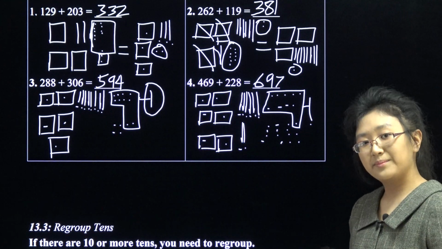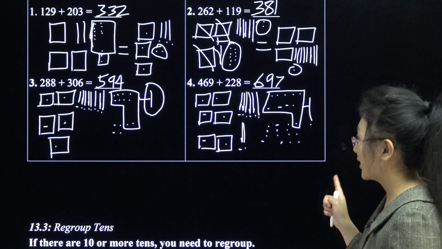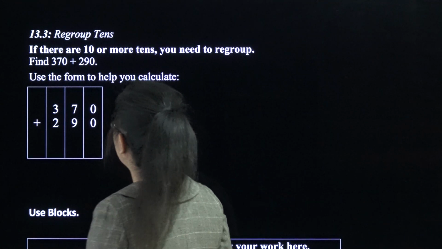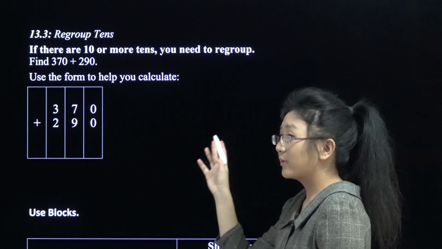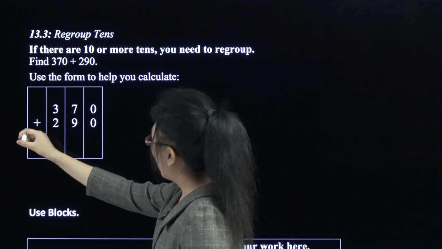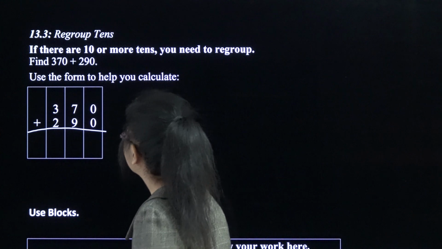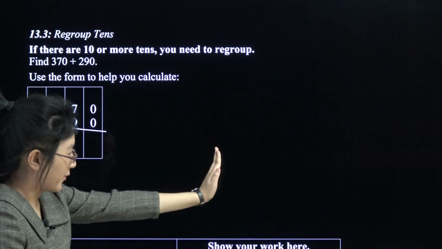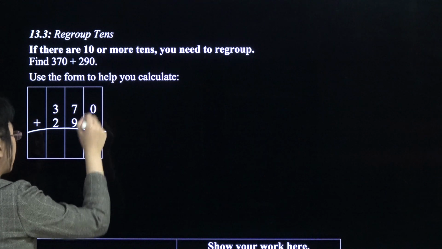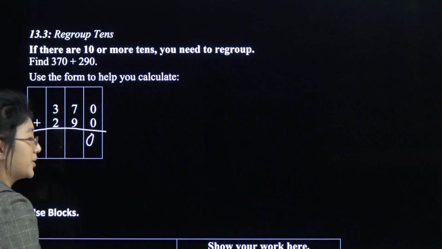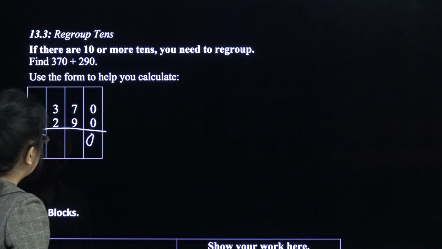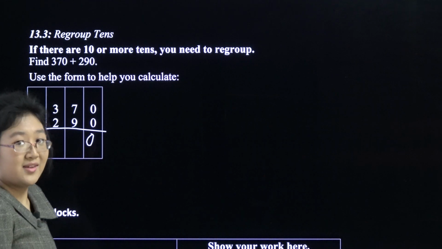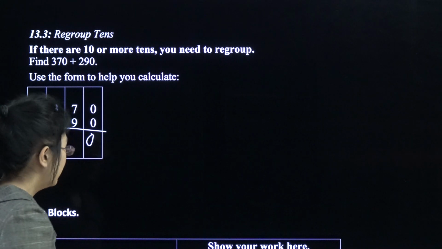So since we're done regrouping the ones, let's regroup the tens. And no, this time we're not going to use this many blocks. We're going to use the form. If there are 10 or more tens, you need to regroup and make them into 100. So usually for the form, we have the line under it. Now, 0 plus 0. Note, we always start from right to left. What's 0 plus 0? 0. What's 7 plus 9? 16. But there's more than 10 tens. So where does the 10 go? Well, what's 10 tens? 100. So 10 tens is 100.